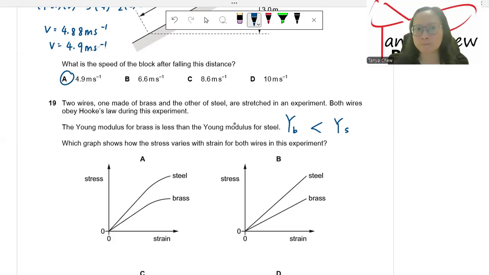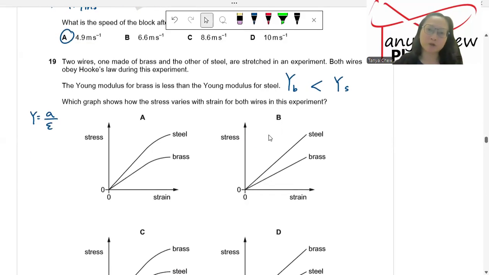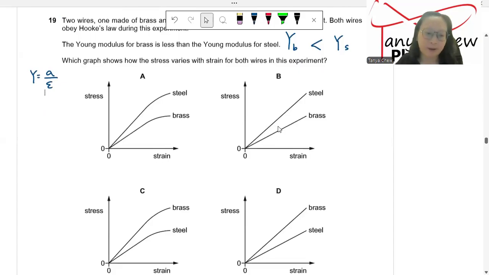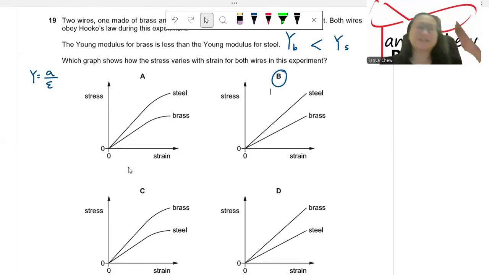How do we determine Young modulus? It is actually from the stress strain graph, right? It is the gradient of the stress strain graph because Young modulus is defined as stress divided by strain. So since the Young modulus of brass is lesser, I would expect the gradient of brass is lesser as compared to the gradient of steel. B is the answer, because I cannot choose A, I cannot choose C. Why? Because these two wires obey Hooke's law. Hooke's law is a straight line graph from origin.